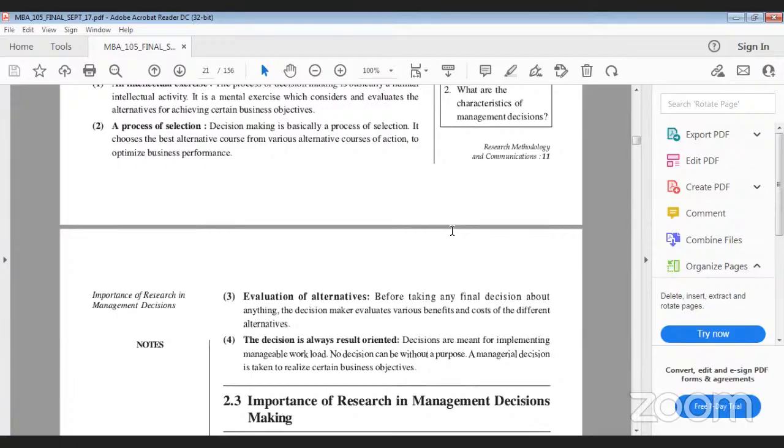And third, evaluation of alternatives before taking any final decision about anything. The decision maker considers various benefits and costs of the different alternatives. The decision is always result oriented. Decisions are meant for implementing manageable workload. No decision can be without a purpose. A managerial decision is taken to realize certain business objectives.